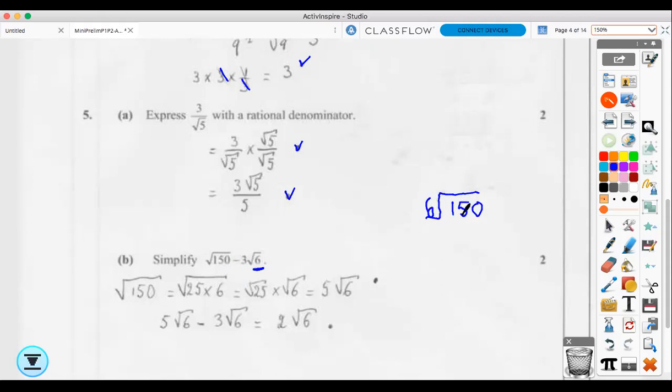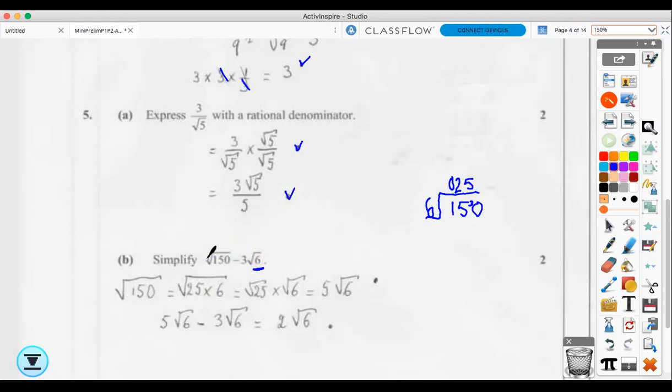How many 6s can you fit into 15? So you've got 2, remainder 3. How many 6s can you fit into 35? Okay, so even if you didn't realize that you had a square number of 25 there times 6, just divide 150 by 6, because this is giving you what it should be.